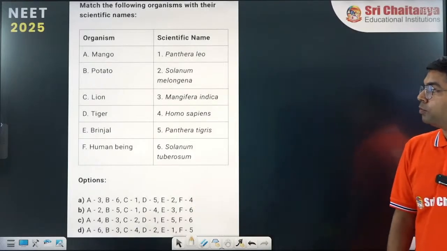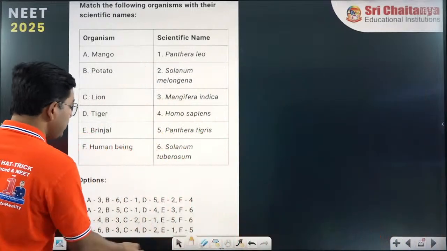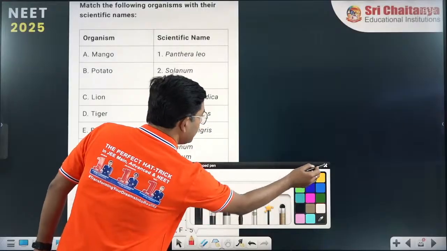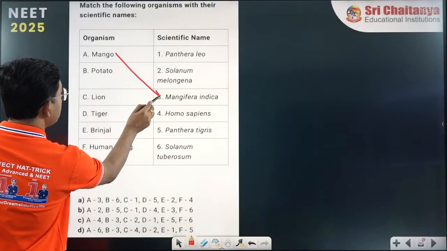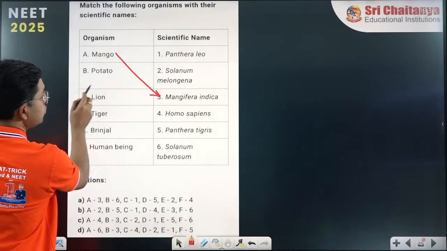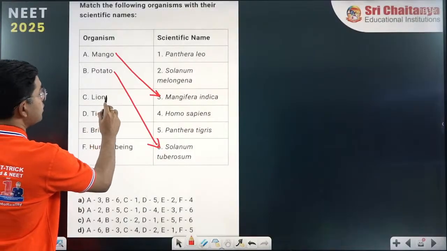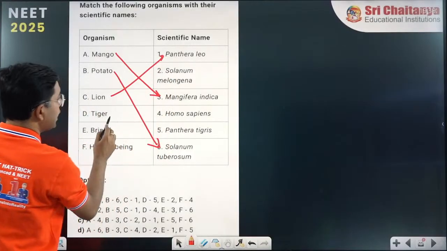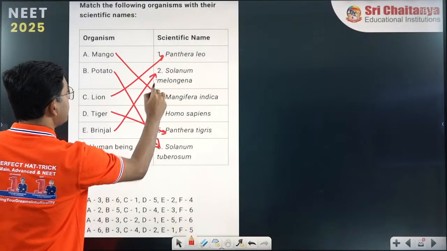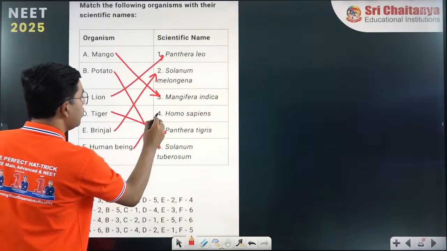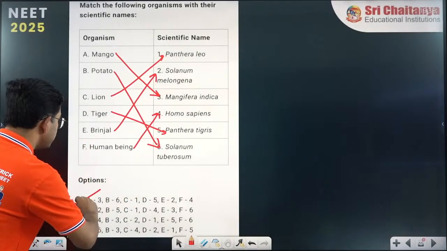Mango will match with Mangifera indica. Potato will go with Solanum tuberosum. Lion, Panthera leo. Tiger, Panthera tigris. Brinjal, Solanum melongena. And human being, Homo sapiens. So the correct answer will be option A.